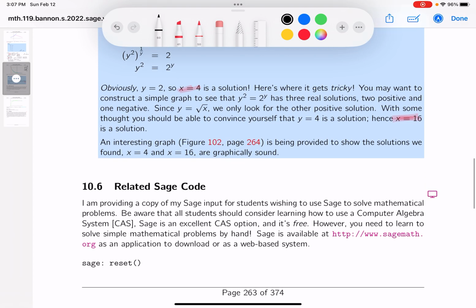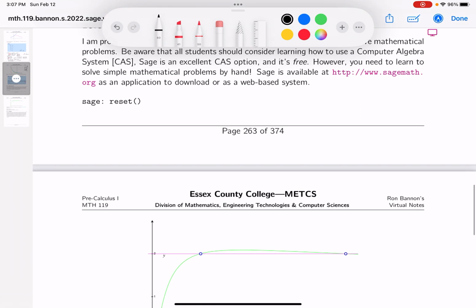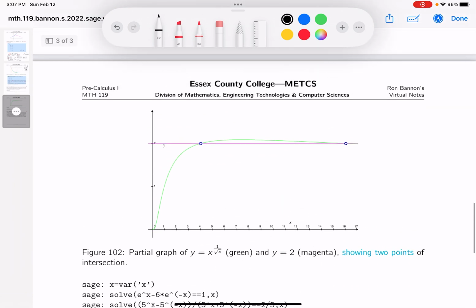I also want to briefly talk about the graph. The graph is on, let's see, figure 102, 264. It's right over here. And in the green, let me just point out what I mean by that. The green curve is the graph of y equals x to the 1 over root x. And the magenta curve is the line y equals 2. Do they have points of intersection? They do. There's a point here, and there's a point over here.